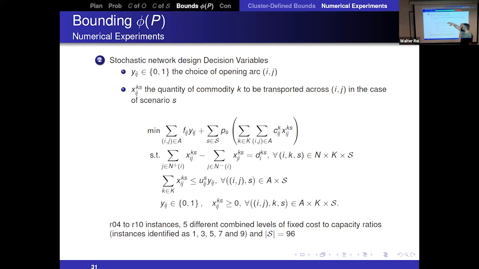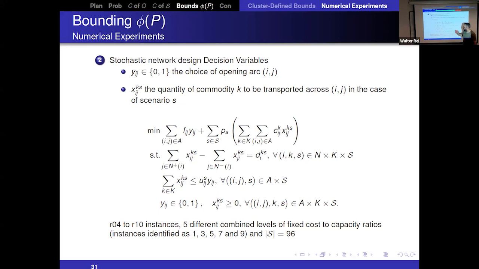And the two stages are as follows. In the first stage, you need to design the network. So you're choosing which arcs you include in your network. This is done while facing all the uncertainty. The uncertainty in this case: demand volumes are uncertain, and capacities of the arcs can also randomly change, right? So when you select an arc, the capacity of that arc might also randomly change.